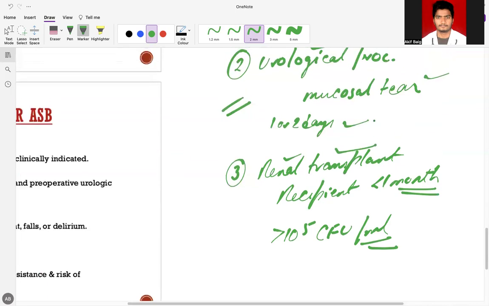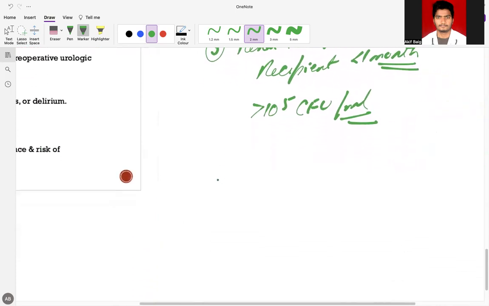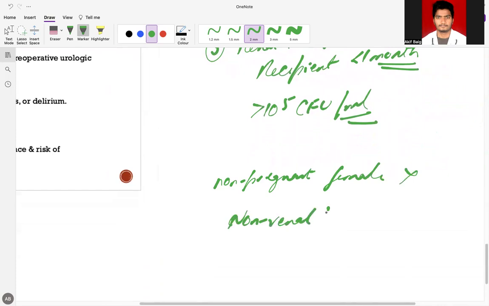Other than this, there are no other indications for treatment. That means if a patient is a non-pregnant female, treatment is not required. In a non-renal transplant patient, it is not required. Also in a renal transplant patient, if it is more than 1 month, then also treatment is not required.